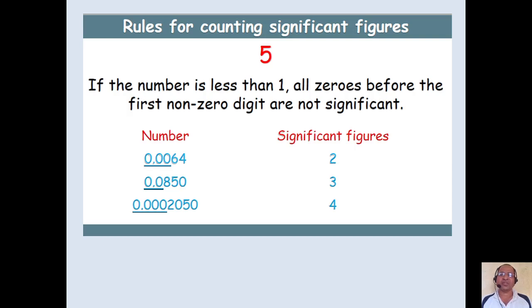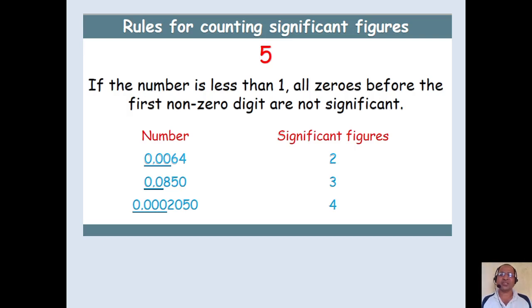For example, the first number, 0.0064. There are 3 zeros with a decimal. The number is less than 1. So 3 zeros are there which are before the first non-zero digit, that is 6. So these are not significant. So only 6 and 4 are significant, which are only 2 significant figures.